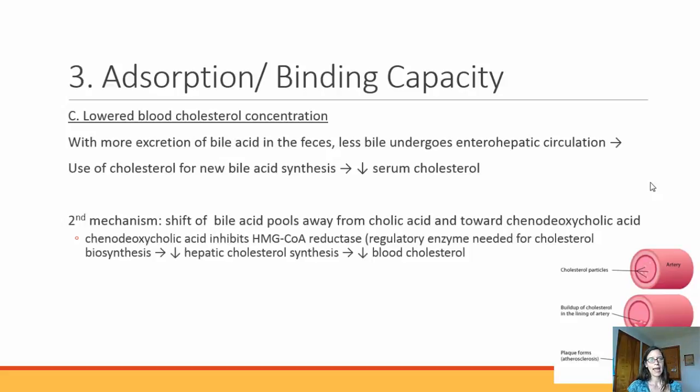Consumption of fibers with high binding capacity can also lower blood cholesterol, for the reasons we just talked about. The first is that it's going to increase excretion of bile acids. So then less bile acid is going to undergo enterohepatic circulation, and we'll talk more about these processes in the lipid section. But basically, we need to use the cholesterol that we have in order to make new bile because we excreted more in our feces because of our fiber intake. And when we use up the cholesterol that's in our body, it leads to lower serum cholesterol.